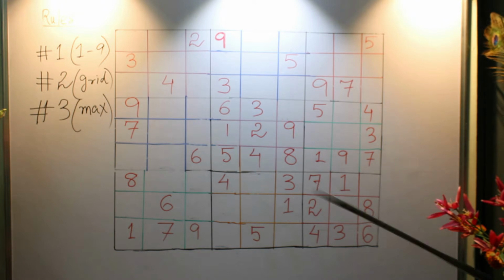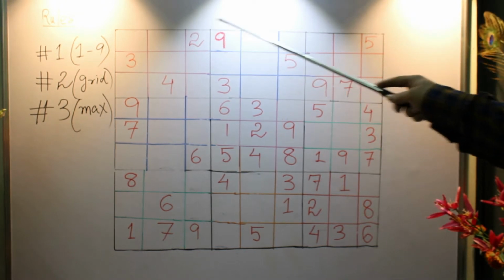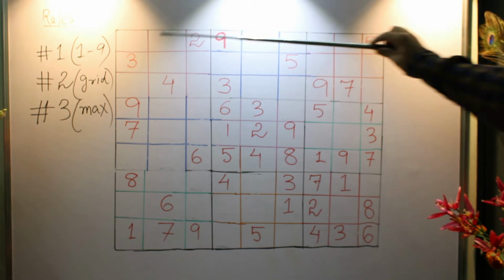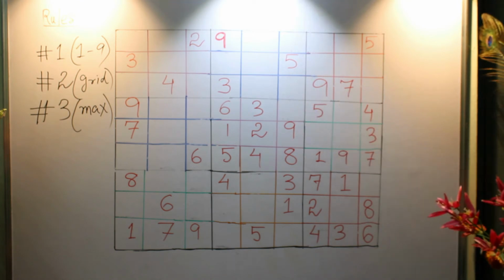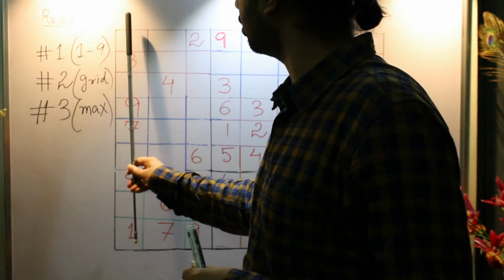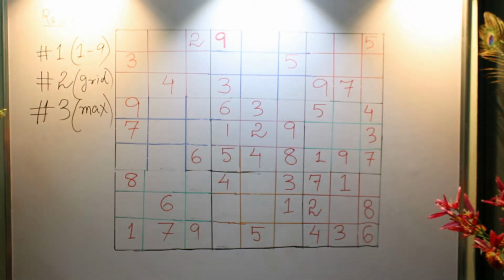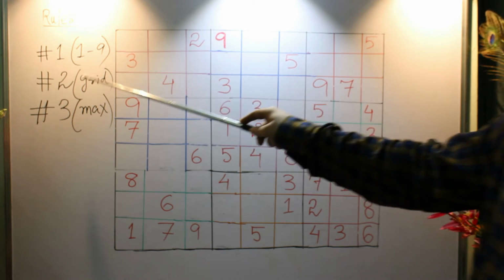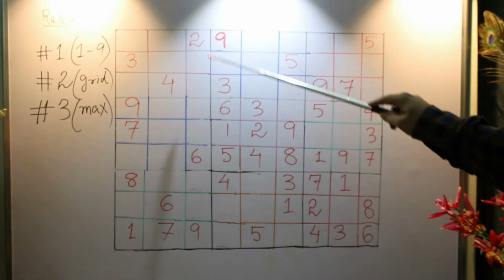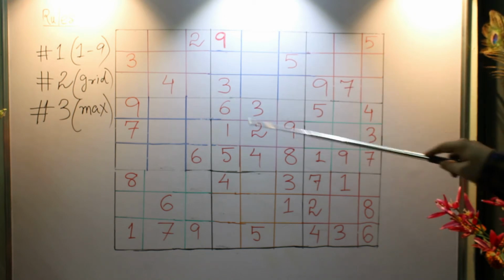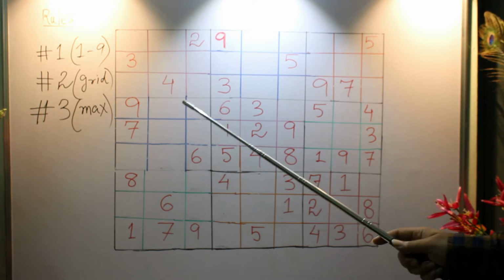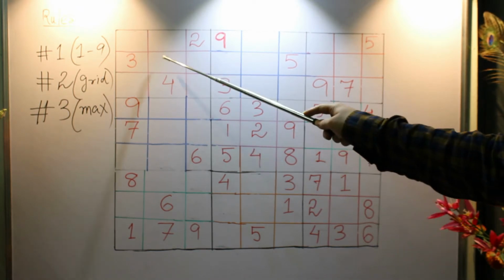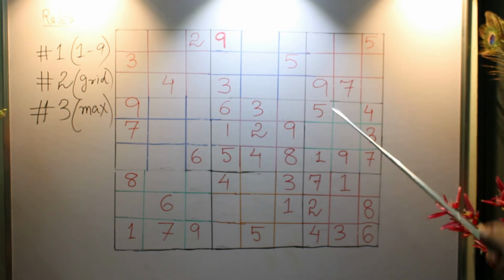You see, this board is having a number of rows, row number 1, 2, 3, 4, 5, 6 and so on. Similarly, it has different columns, 1, 2, 3, 4, 5, 6 and so on. Also, in this board there are 9 grids. This is grid number 1, 2, 3, 4, 5, 6, 7, 8, 9, 9 grids in total. And I have marked these grids with different colors.